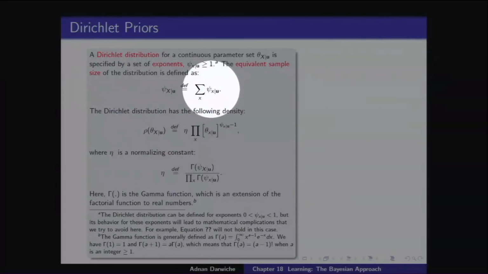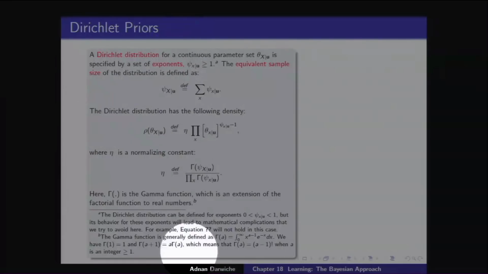In this case, psi, look at x. Small x is a particular value of the variable, given u. And then I'm summing over all possible values of x. Now, what am I writing here? Big X. So this is a property of the variable itself, and that's the equivalent sample size, where I'm adding the exponents that correspond to each one of the values of x. So here's the equivalent sample size, and that's what we're adding.